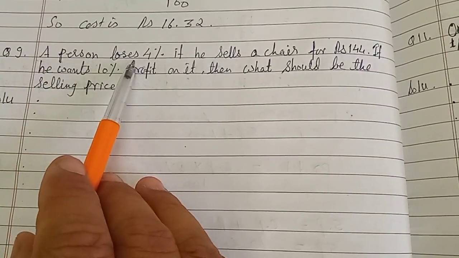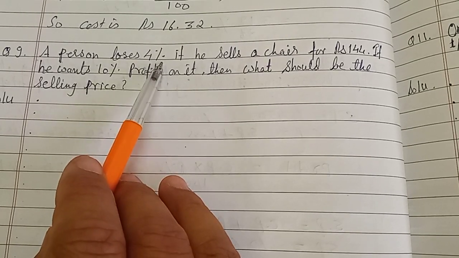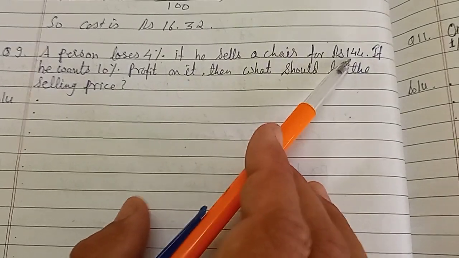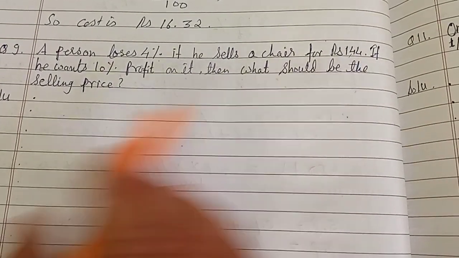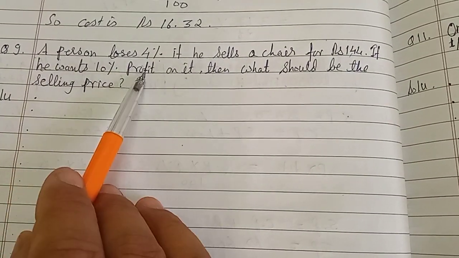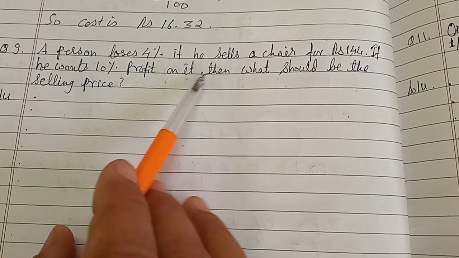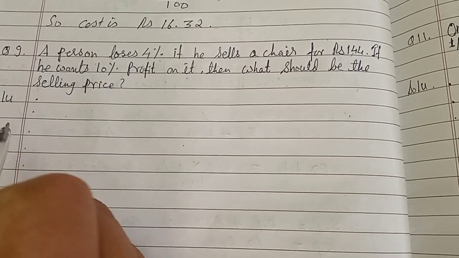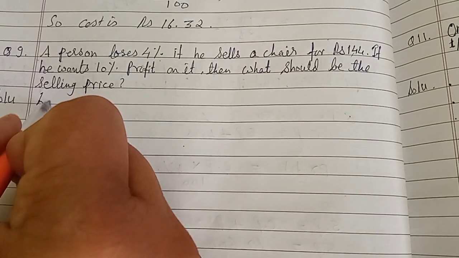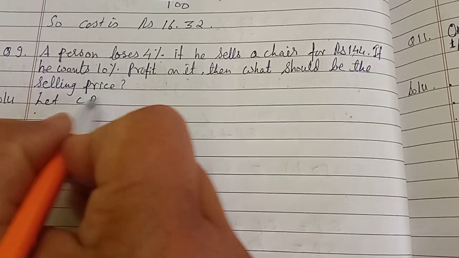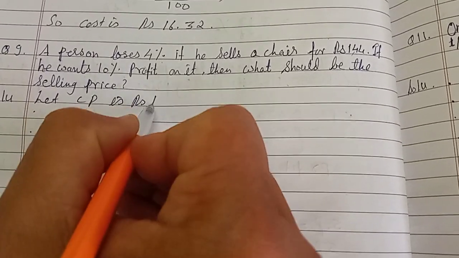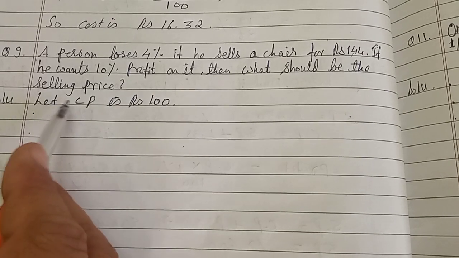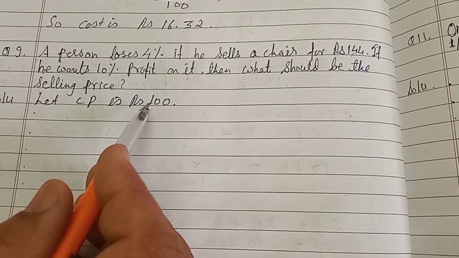Now see question number 9. A person loses 4% if he sells a chair for rupees 144. If he wants 10% profit on it, then what should be the selling price? We have to find the selling price. We can take, let the cost price be rupees 100. We don't know, so we will take the cost price as rupees 100.